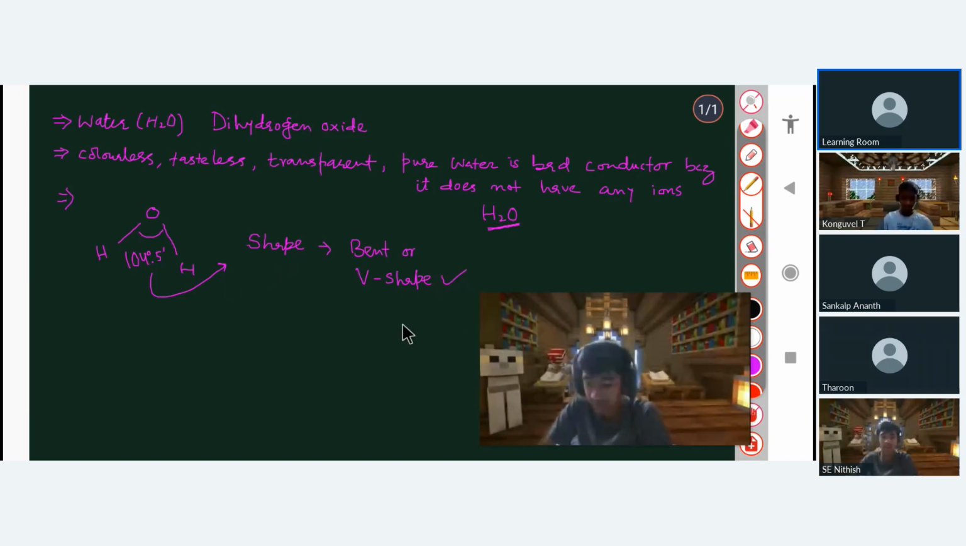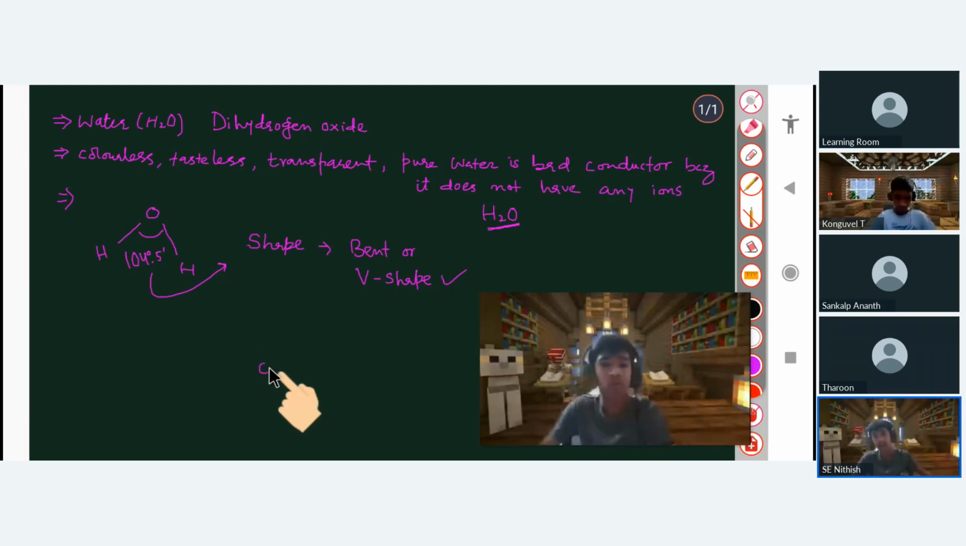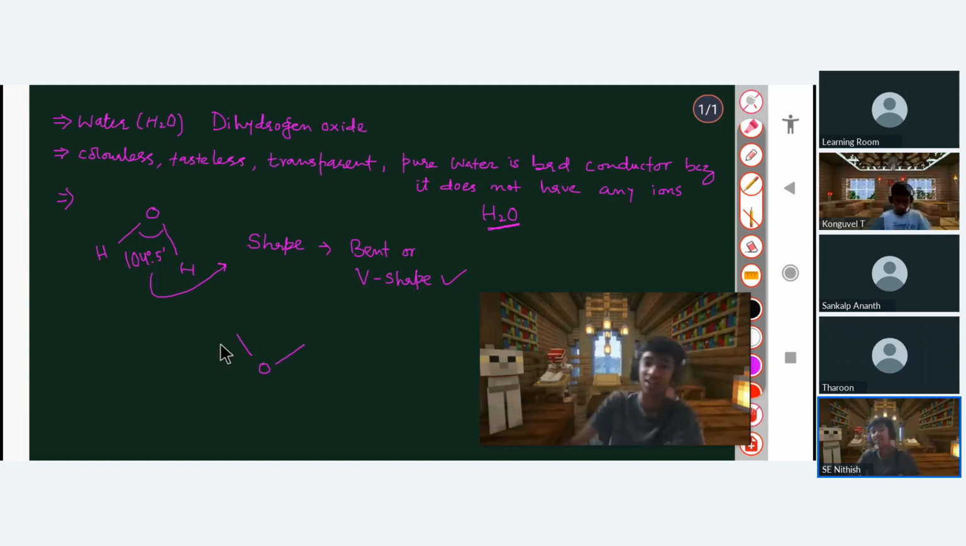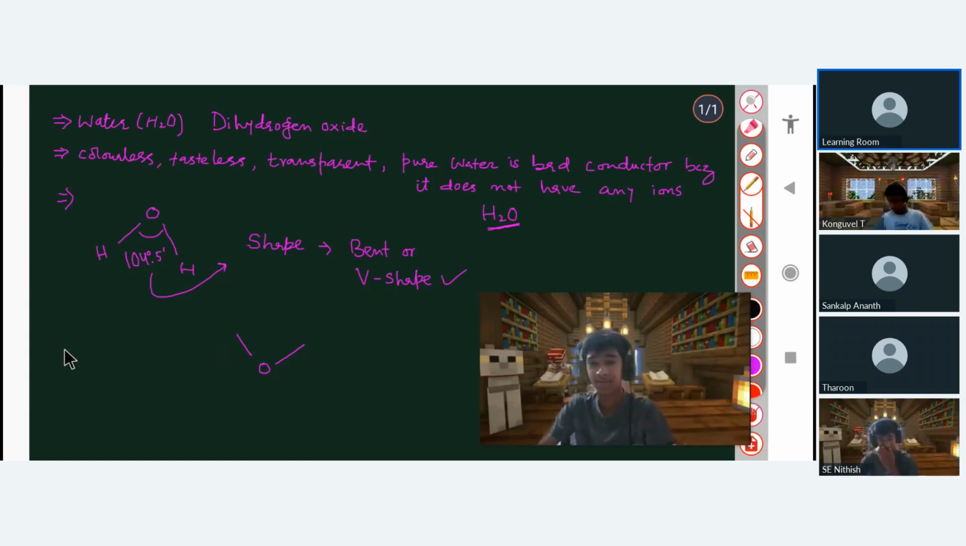Can you explain why it is V? Tell me the word for the angle again. The angle is 104 degree 5 minutes. You said tetra or something. Actually, it is less than tetra. Okay, I will write it here. The tetrahedral angle is 109 degree 5 minutes. So this is the tetrahedral angle, but it is less than tetrahedral. It is only 104 degree here.